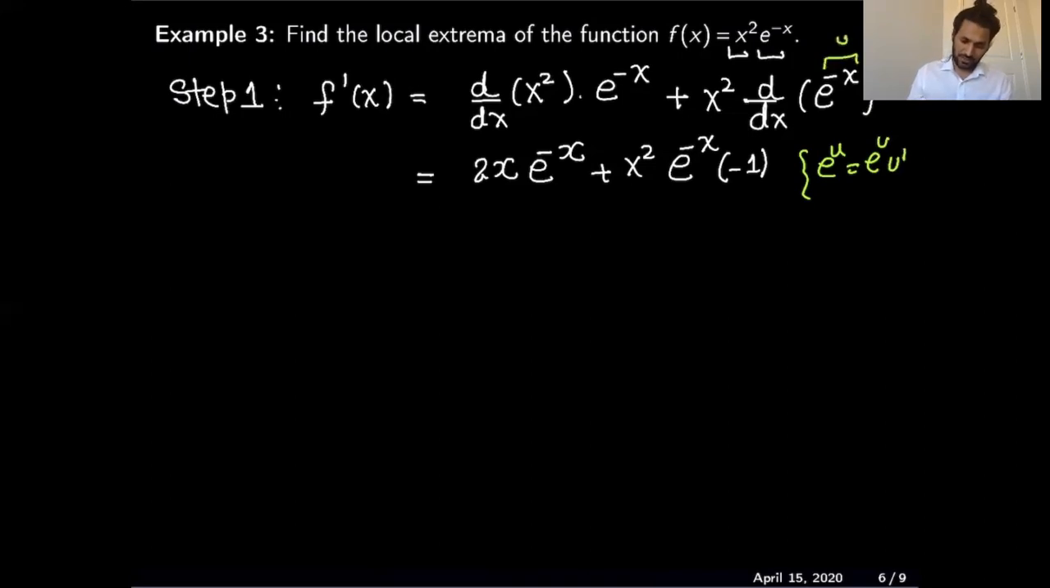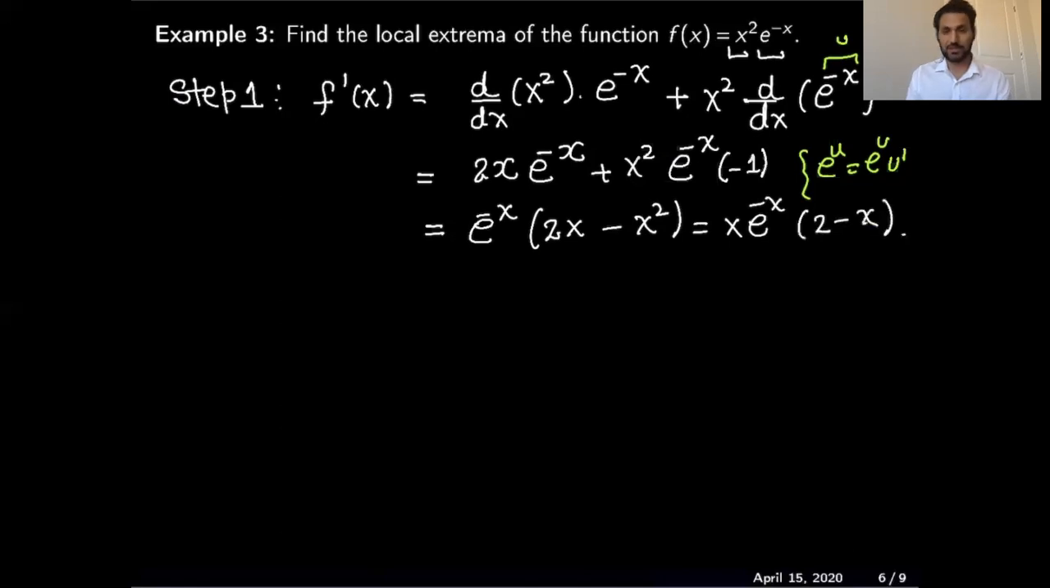Now I will simplify this expression by pulling out the common factor. e to the power -x is a common factor, so I will pull that out. This is 2x minus x square. And then I notice that x is also common, so I will pull that out. So this is the simplified form of my derivative.